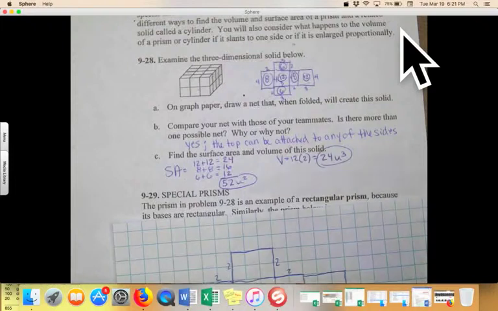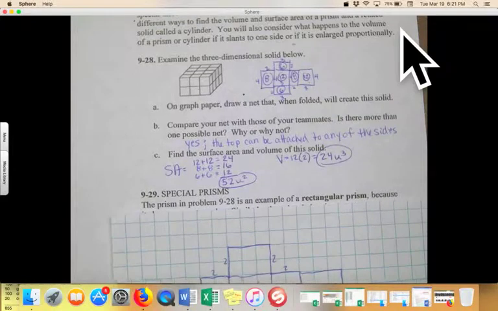All right, so special prisms. Again, if I'm going too fast or if you miss something that I'm saying or if you don't understand, please rewind and watch again, or post a question in the discussion board on Canvas, or make a note of it and bring it to tutoring on Friday.